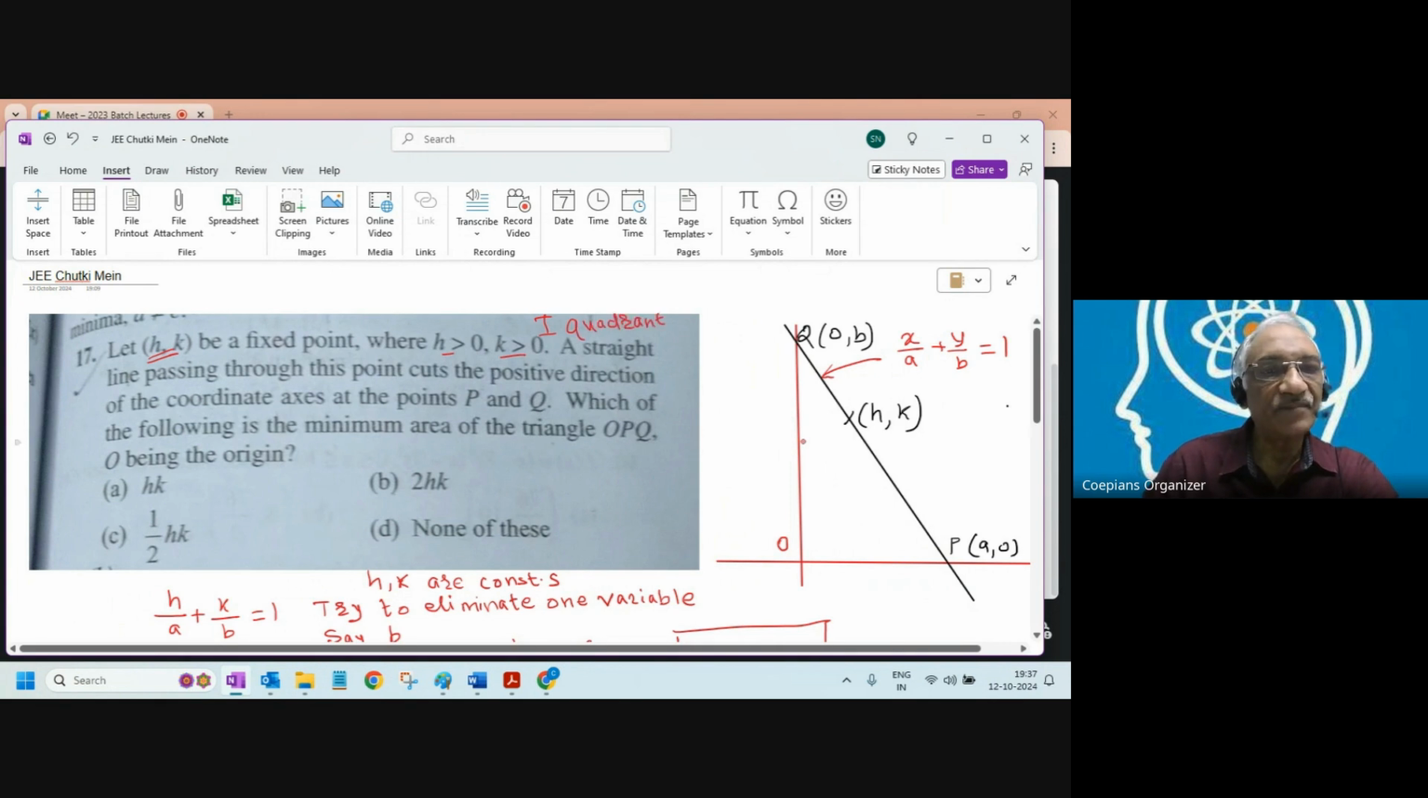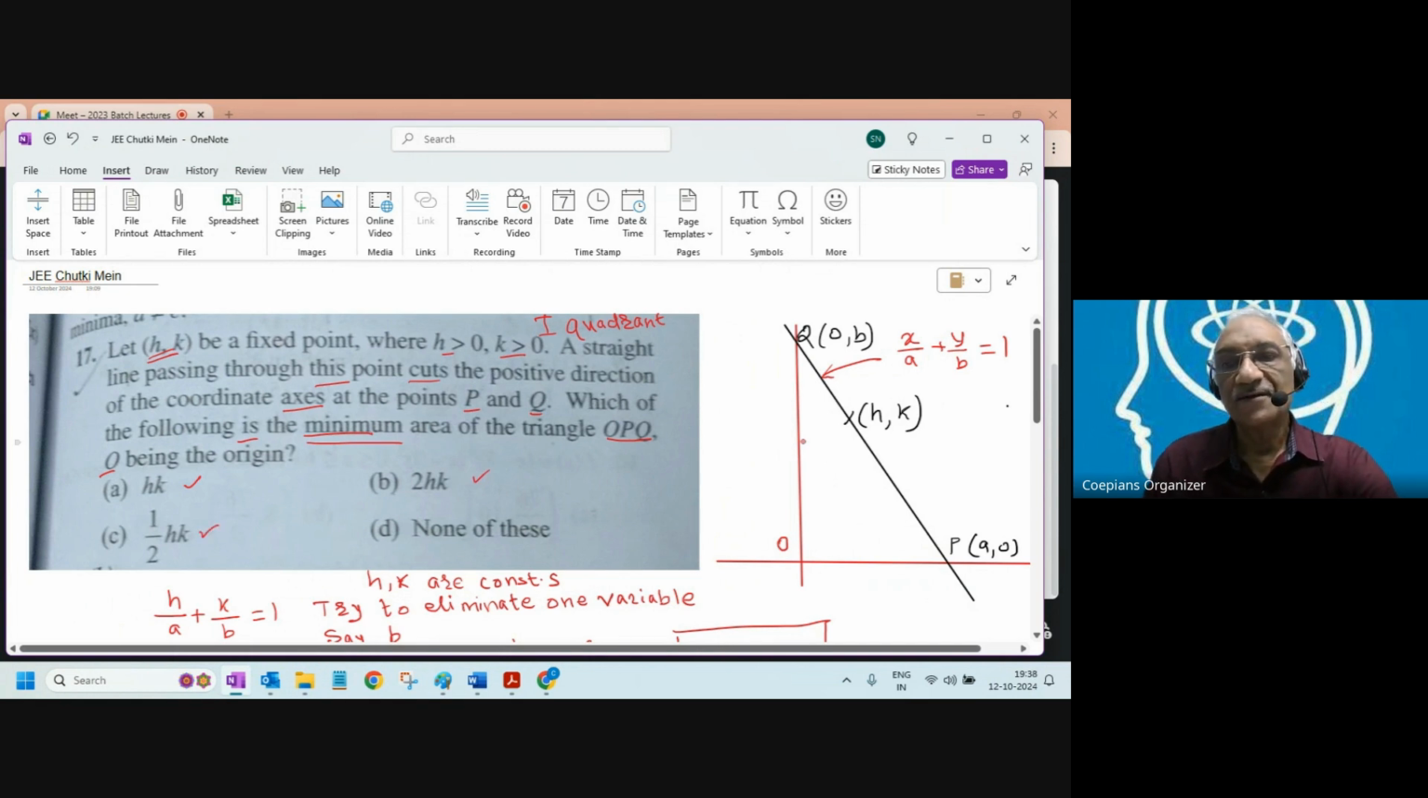A straight line passing through this point cuts the positive direction of the coordinate axes at points P and Q. Which of the following is the minimum, note this word, minimum area of the triangle OPQ, O being the origin? Four options are given: HK, 2HK, half HK, and none of these.